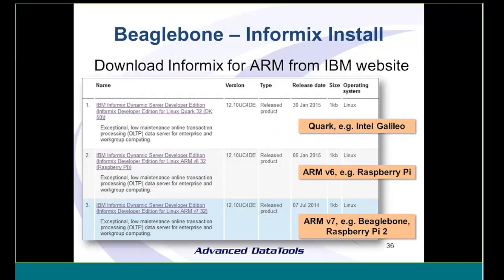Okay, I'm just going to run through the steps for an install just to show. I'm not going to run it, but I'll show you the steps, show you how easy it is. First thing is to download the product from the IBM website. There's different versions, whether you're running on a Quark, an ARM 6, like the original Raspberry Pi, or an ARM 7, like the Raspberry Pi 2, or a Beaglebone.